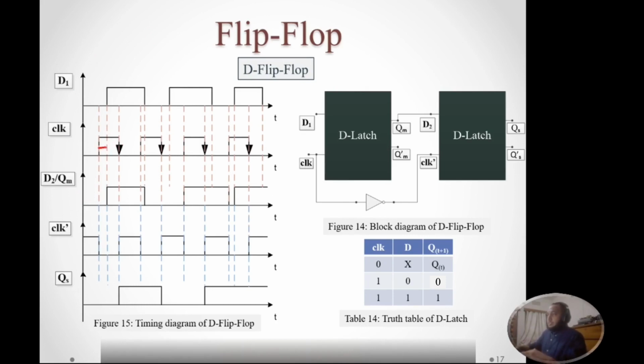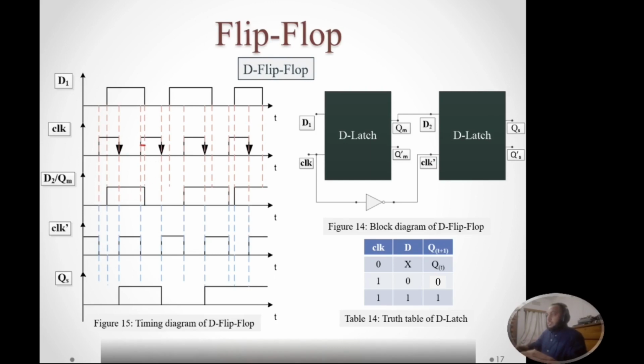From this position to this position, clock signal is 1, D is 0, so our output will be 0. From this position to this position, clock signal is 1, D is also 1, so our output will be 1. From this position to this position, clock is 0, so our previous output, which was 1, will continue.